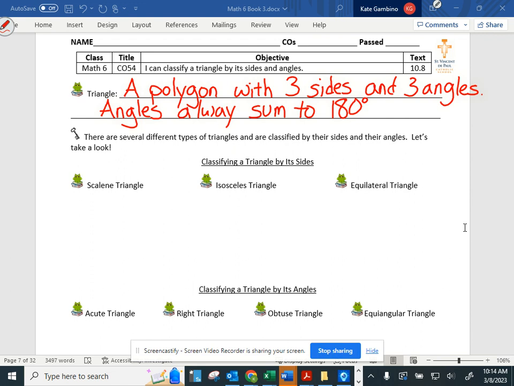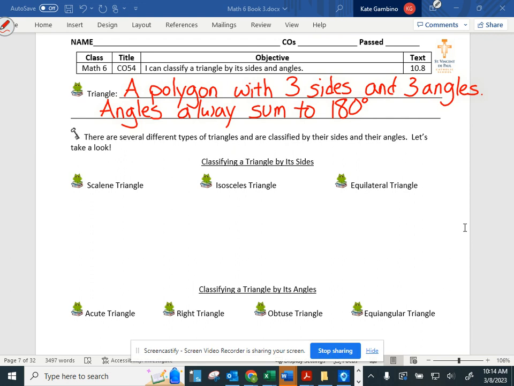So when you have a triangle, you will know that always, if you add up the three angles, it will equal 180 degrees. So to find some of those angles, we need to use what we already learned. We need to know that a right angle is 90 degrees. We need to remember those supplementary angles, because that is going to come into play also.